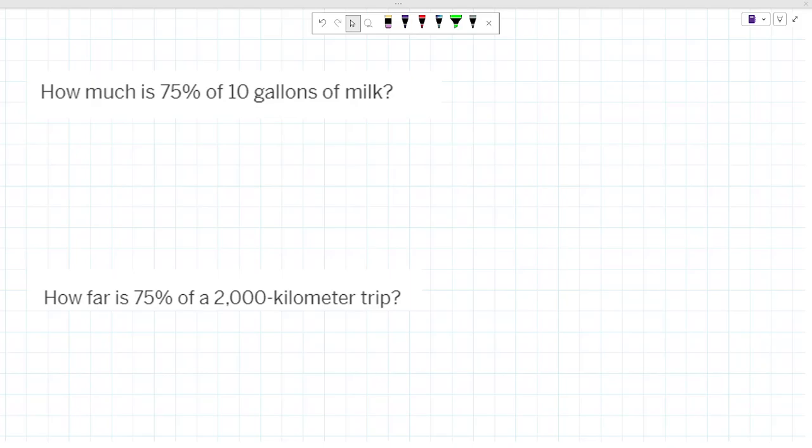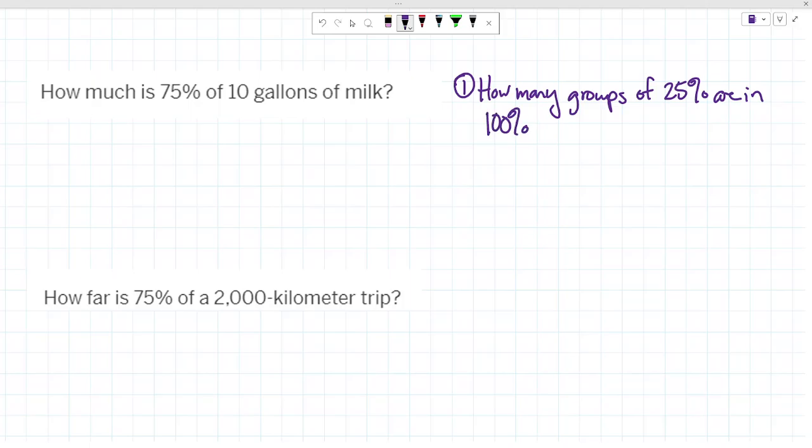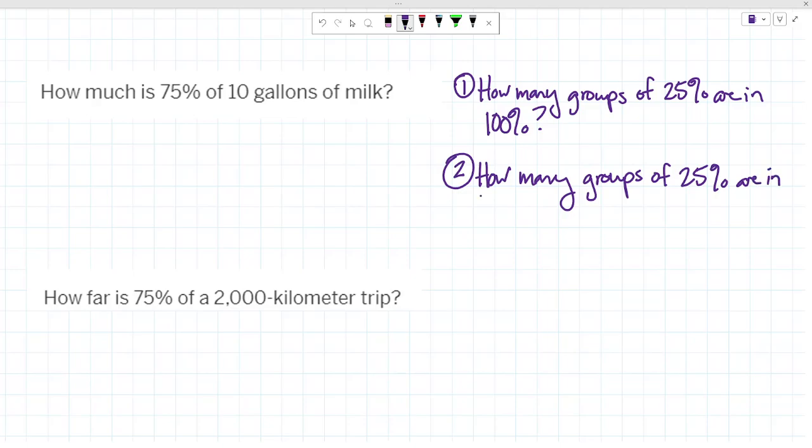I'm going to help you with this problem where we find 75% of a lot of different quantities. So the first thing we want to think about is, what about 25%? First, let's think, how many groups of 25% are in 100%? And the next thing we want to think about is how many groups of 25% are in 75%.